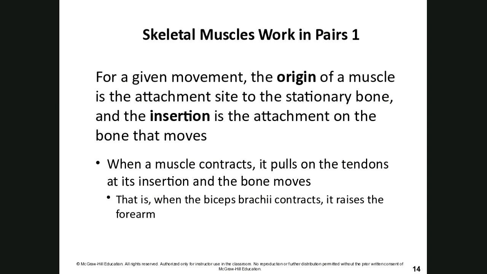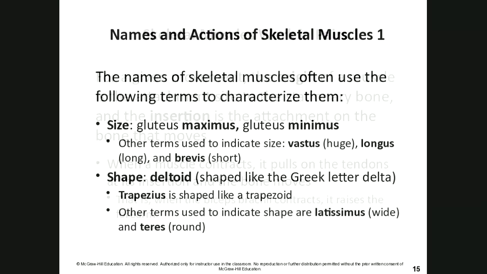So for example, the biceps brachii, when it contracts, think about your bicep muscles, when they contract, what happens? Your forearm raises. So you can already have an idea of where the origin would be on your humerus, and where the insertion should be by what bone is actually moving. The bones of your ulna and your radius are the bones that are moving there.